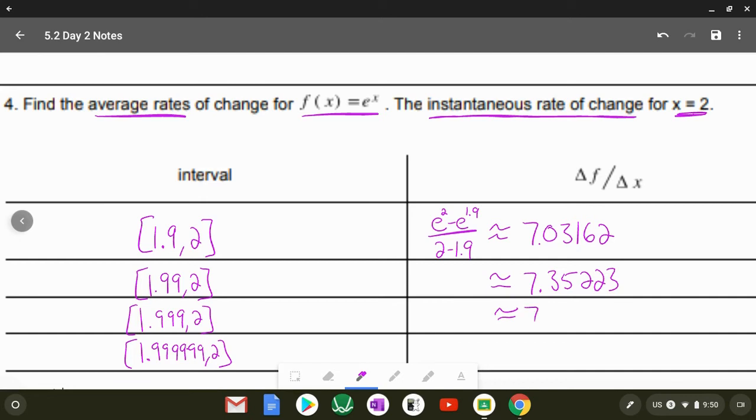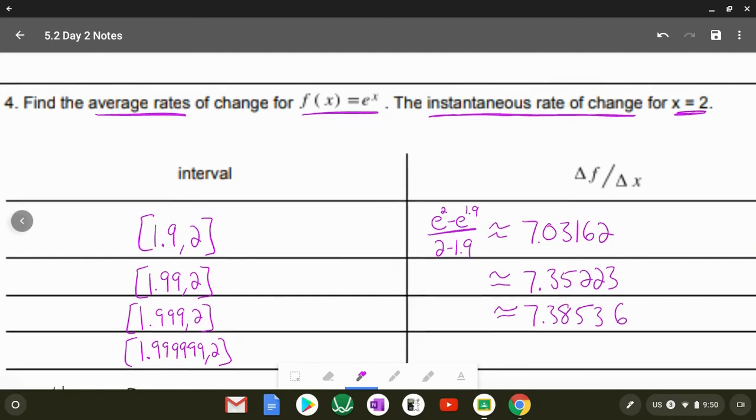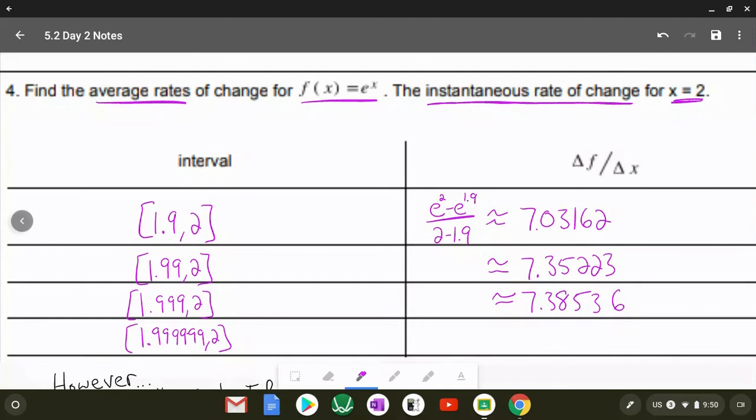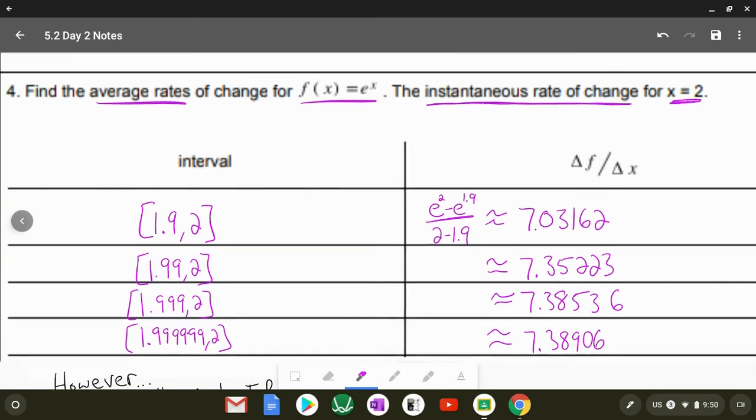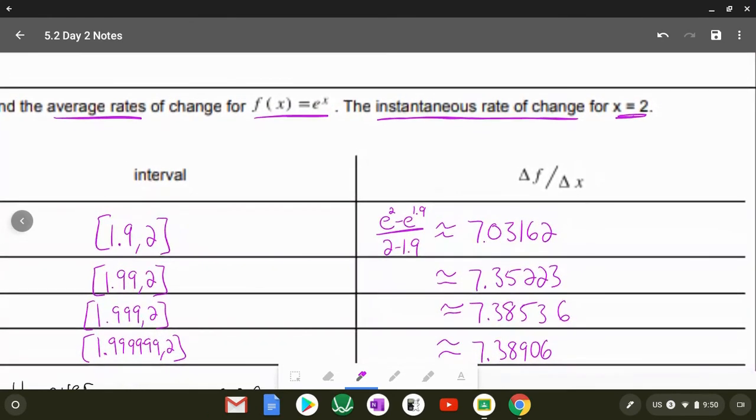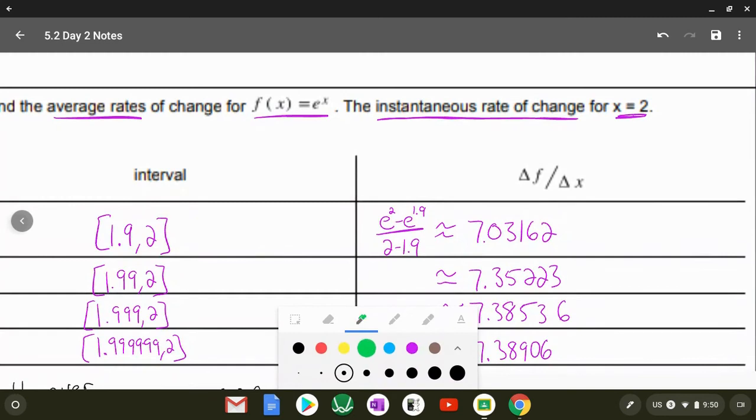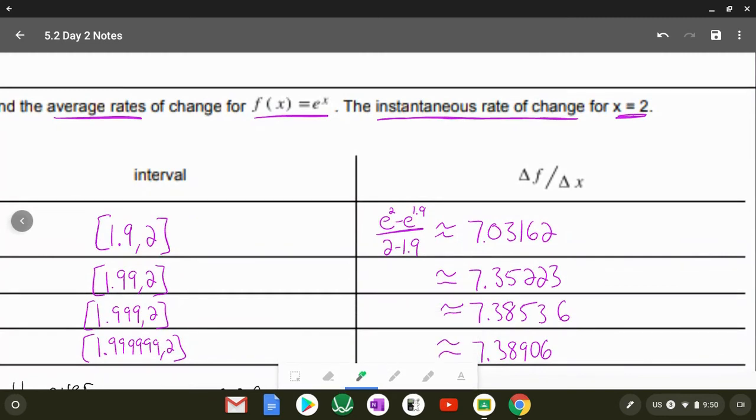And what you're noticing, even just after the first 3, is we're getting a little bit more specific. If you were typing them on your own, you'd get more specific. And then when we get the very narrow interval, we're going to have 7.38906. Okay? So again, the more narrow we get this interval, the more exact we get on what the instantaneous rate of change for x equals 2 is.